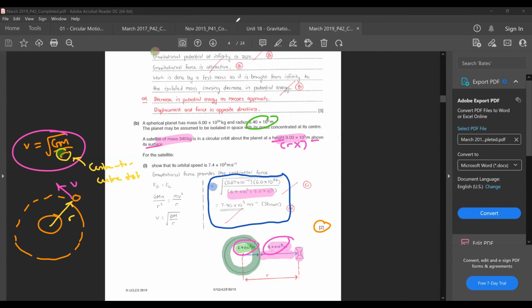Your value of G and your value of M are pretty straightforward. You know the values from the question as well as from the data sheet. Just do your multiplication and division and then remember to square root it. You're going to get your answer as 7.4 times 10 power 3 meter per second. In your case, just showing this would be enough.